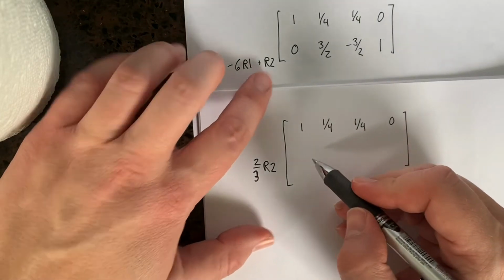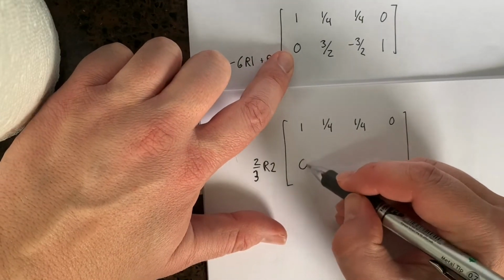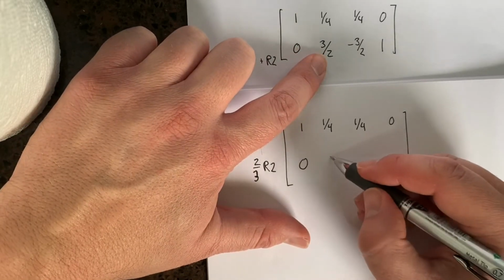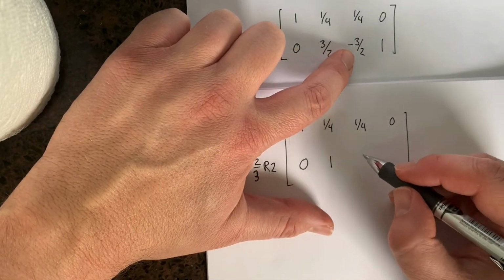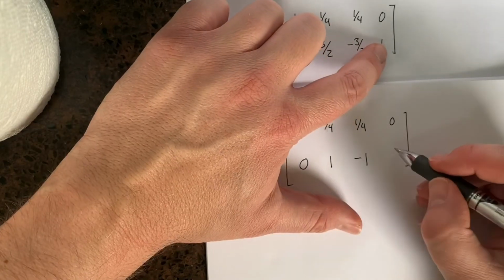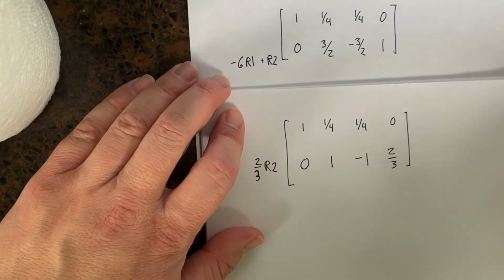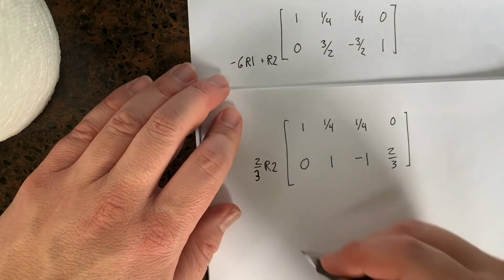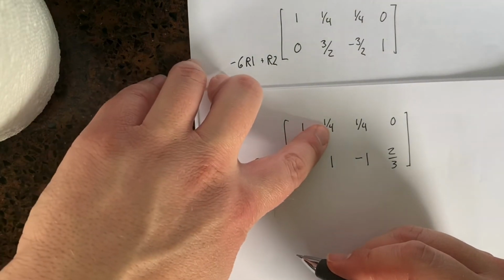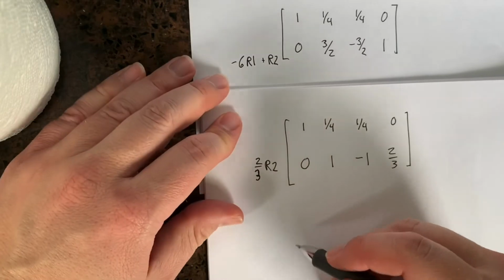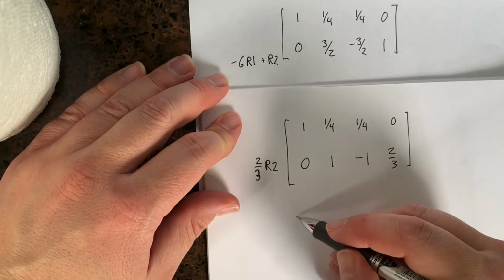So 2/3 times 0 is 0. 2/3 times 3/2 is 1. 2/3 times -3/2 is -1. 2/3 times 1 is 2/3. So we're almost home. We've got to zero out that element there.